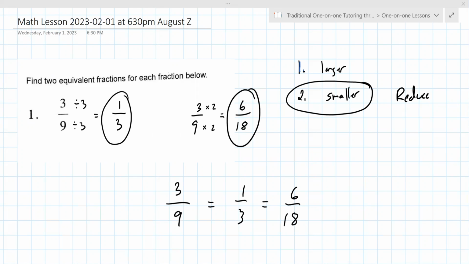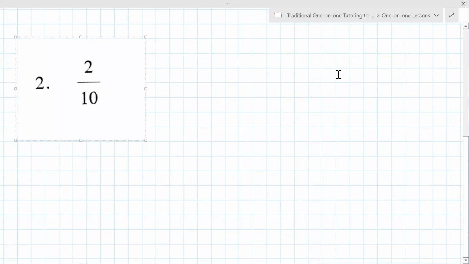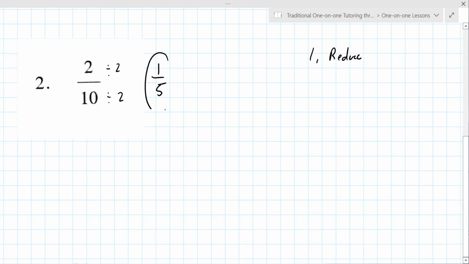Okay. So let's look at number 2. Very similar. Number 2 here. We're going to reduce. So is there a number that goes into both 2 and 10? 2. So you divide both of these by 2. 1/5. Okay. So that's 1/5. And that's your first one.